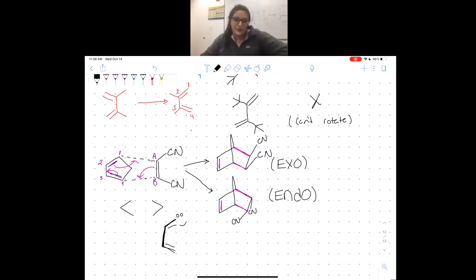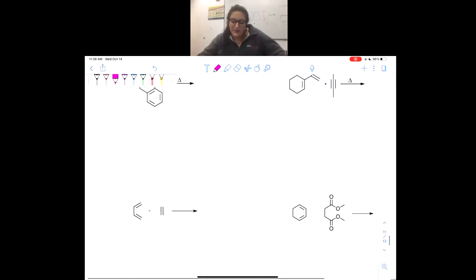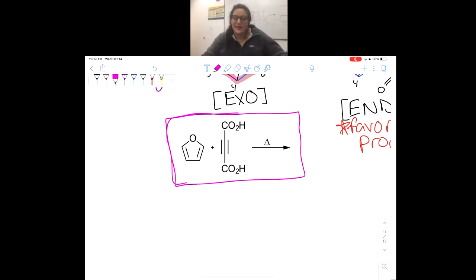So between these two, we're going to prefer the endo product, so that will be favored. And in pretty much every reaction that we do, the endo product will be favored. There's only a few instances where the exo is favored, but Dr. West doesn't ask about it. So I don't really cover it too much. I would if we had more time, but you don't really need it. But I will just mention that this is the case that I'm talking about. So this is the exception where the endo will be favored.